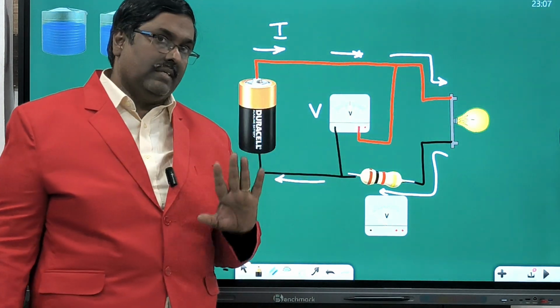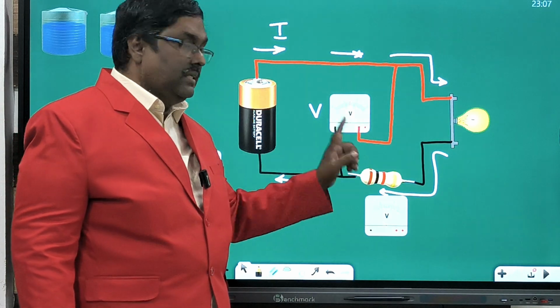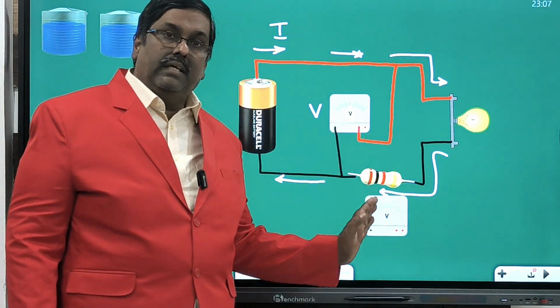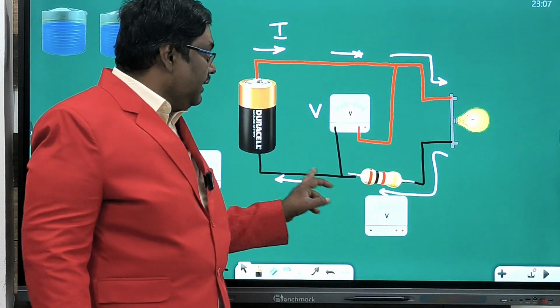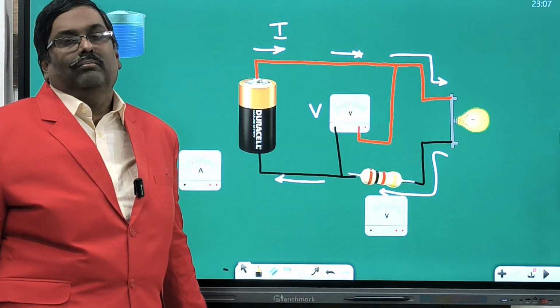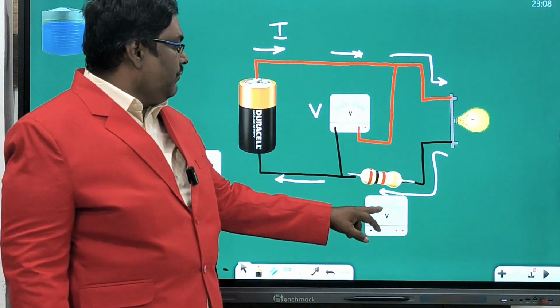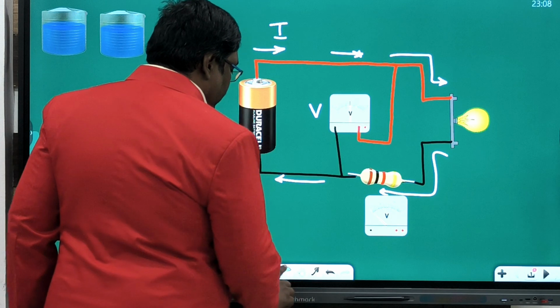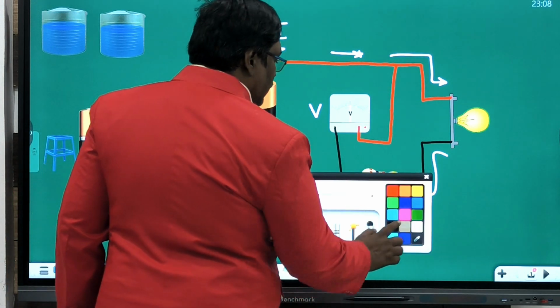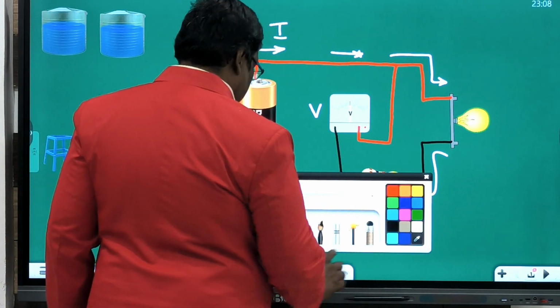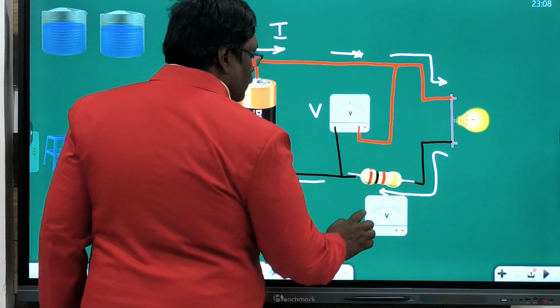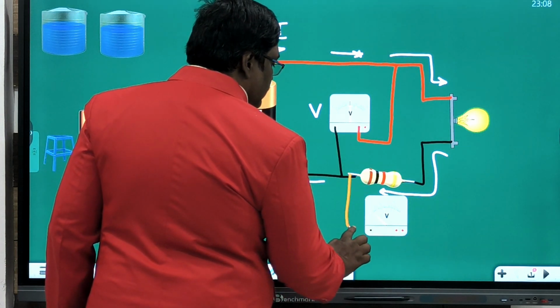Now we don't want the battery voltage. We want one resistor we put in. This resistor, how much voltage drop is it making in the circuit? You understand now? So what we are going to do? We are going to make a connection. I will make it in a different color. Okay. So I am going to make a connection like this.